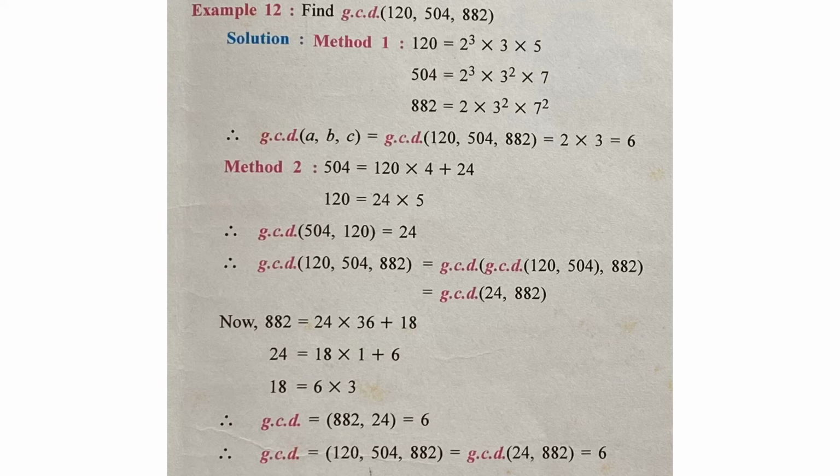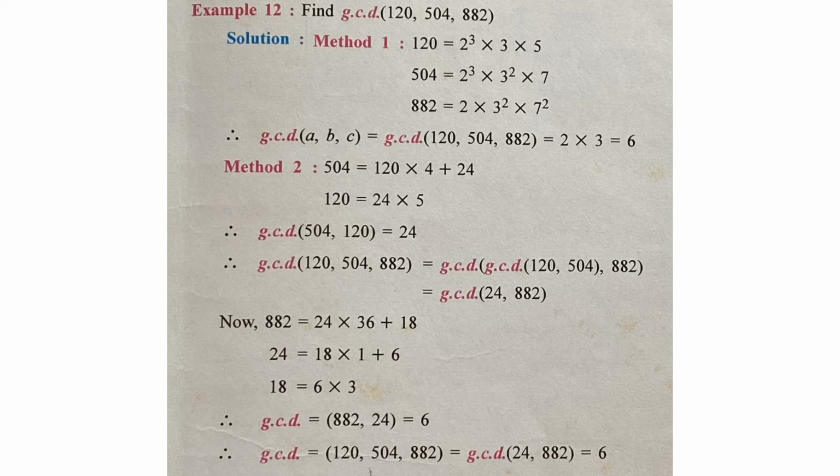120 can be written as 2 raised to 3 into 3 into 5. 504 can be written as 2 raised to 3 into 3 square into 7. 882 can be written as 2 into 3 square into 7 square. So if we find GCD of 120, 504, 882, we will get it as 2 into 3, that is equal to 6. Now the other method is with the help of Euclid's algorithm.